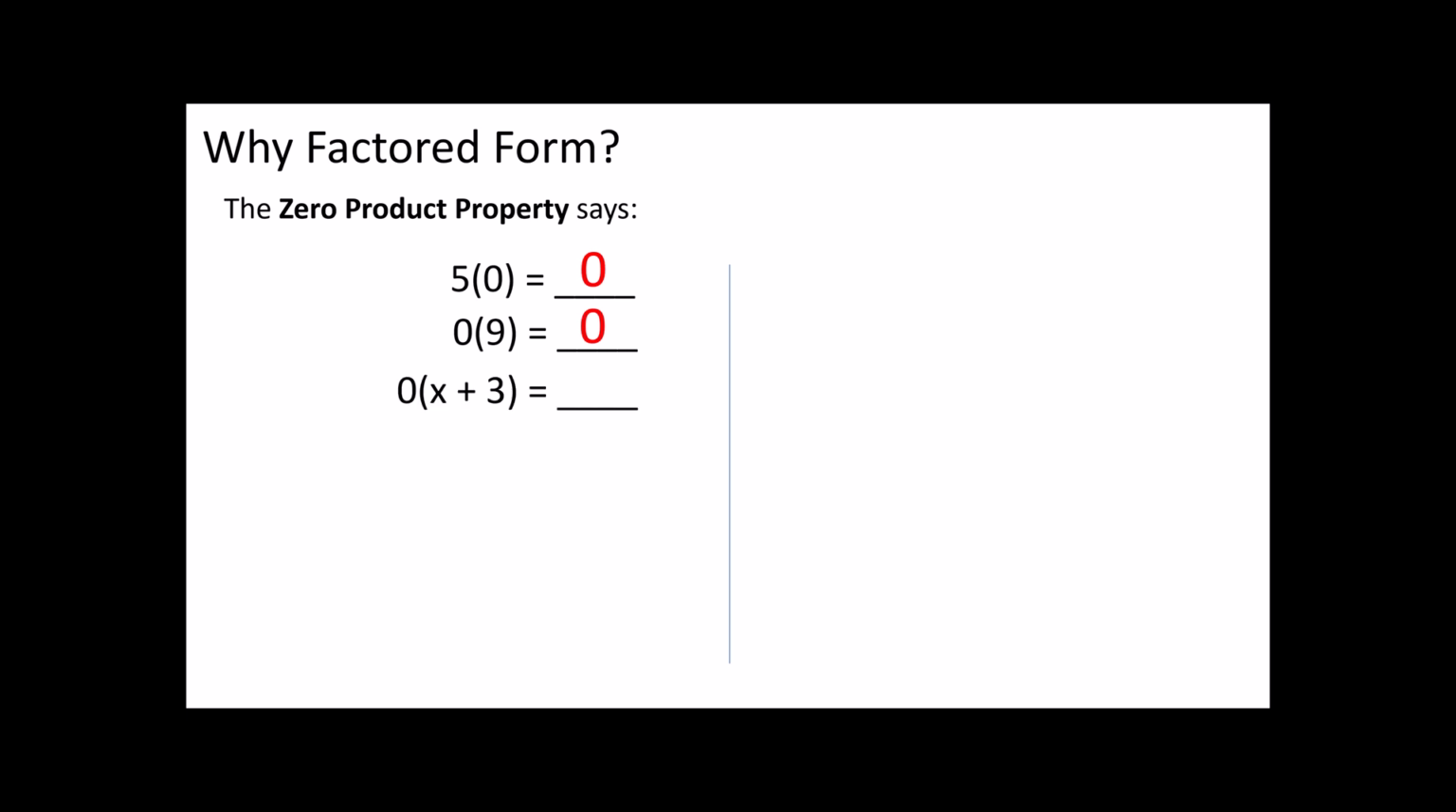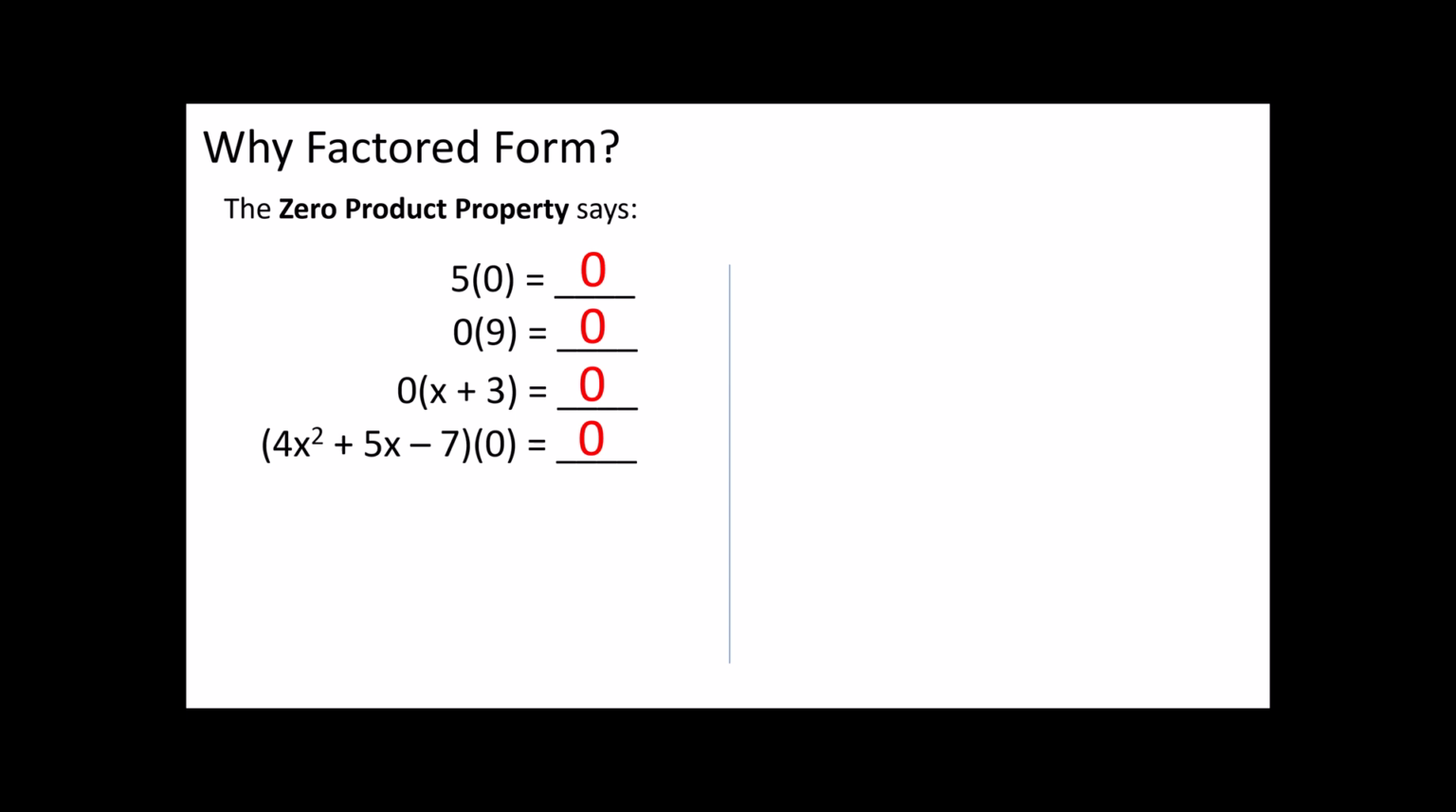Why do we like things in factored form? Well, consider this. The zero product property says, if I have 5 times 0, that product is 0. If I have 0 times 9, that product is 0. If I have 0 times a binomial, I would distribute the 0 out and get 0x plus 0, which is 0. And if I had a quadratic trinomial times 0, I would distribute the 0 out. I would get 0 times 4x squared is 0, 0 times 5x is 0, 0 times negative 7 is 0, which gives me 0.